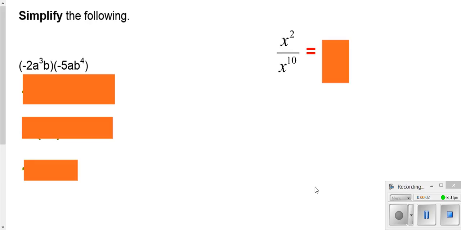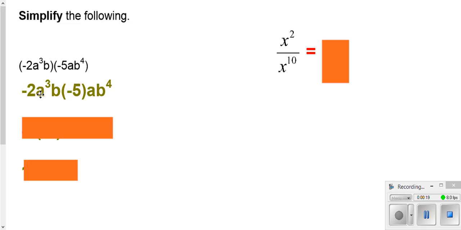Now we're going to take those rules of exponents that we just reviewed and apply them to simplifying some expressions. If we start out with this one here, you'll notice what's going on between the parentheses is all multiplication. Well, if everything's multiplication, you don't really need the parentheses. And if it's all multiplication, you can multiply in any order you want.